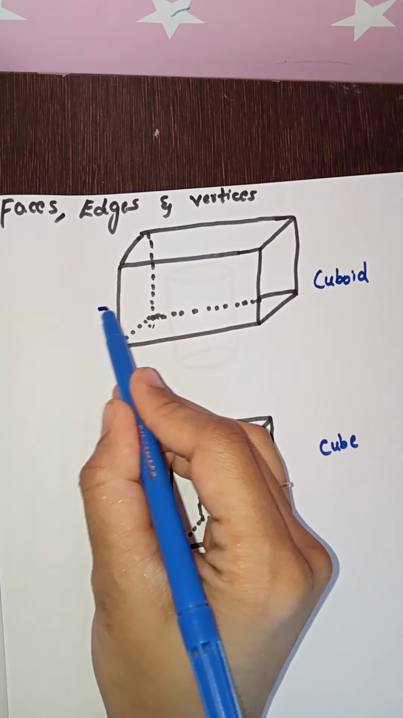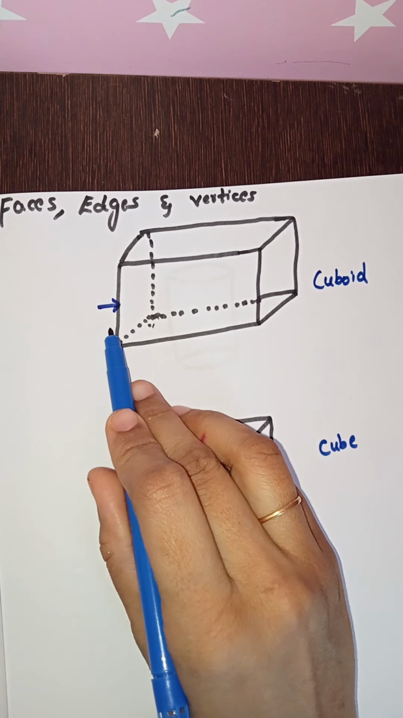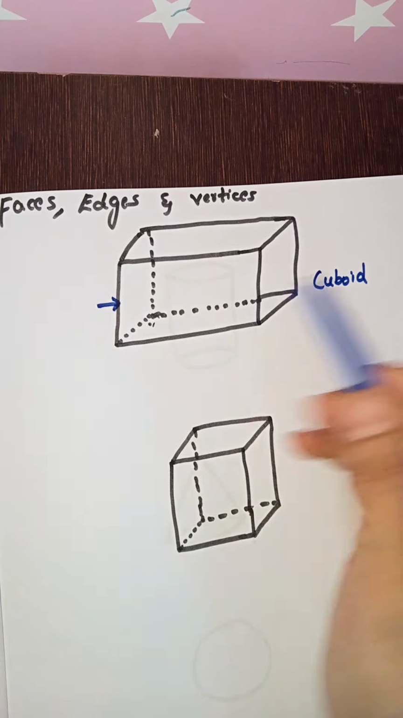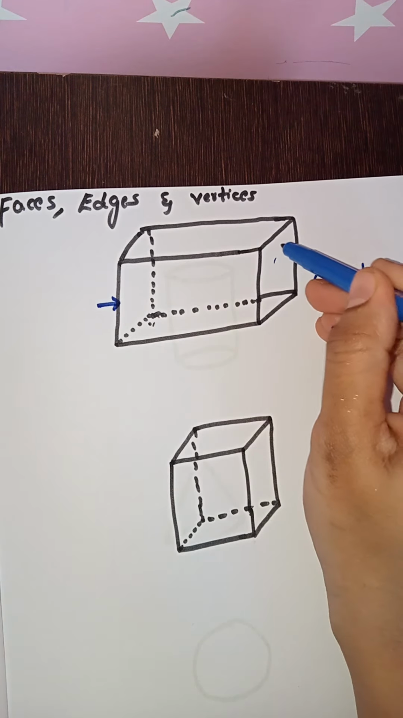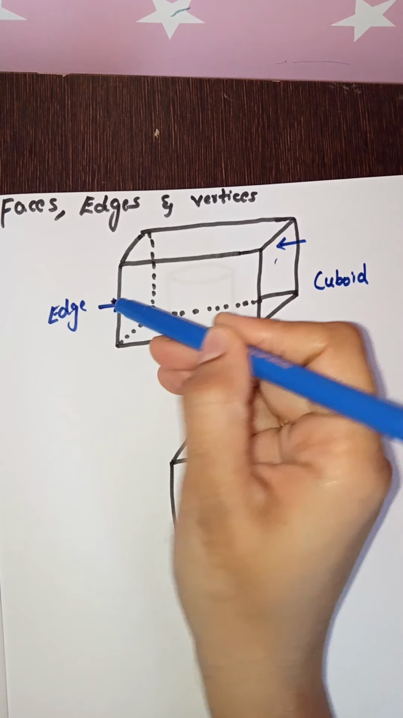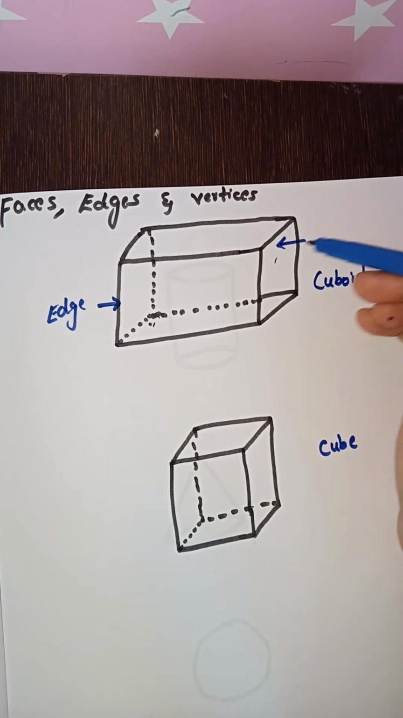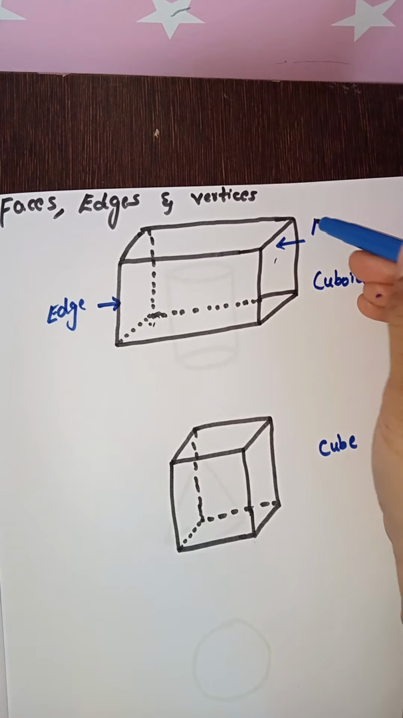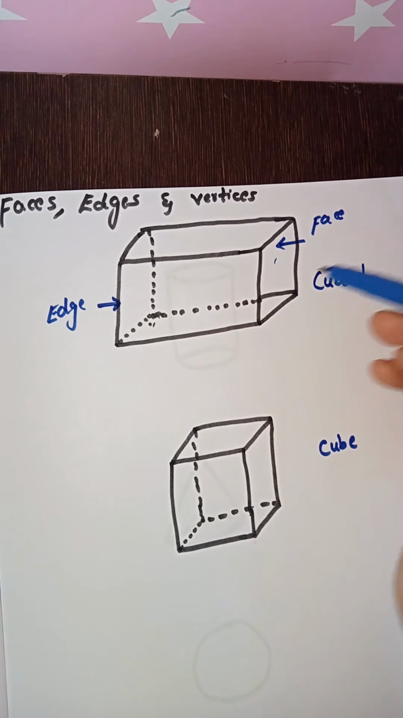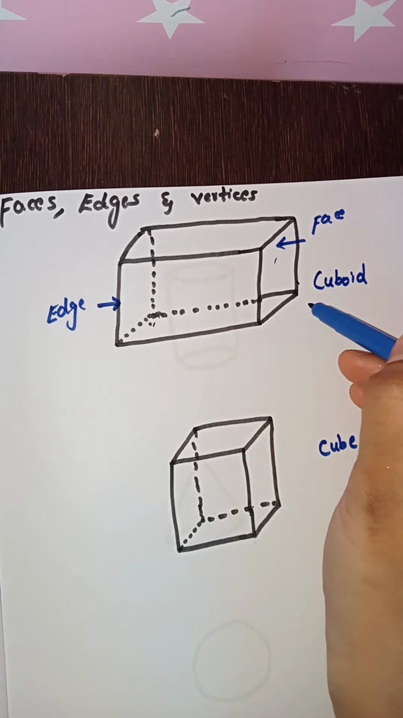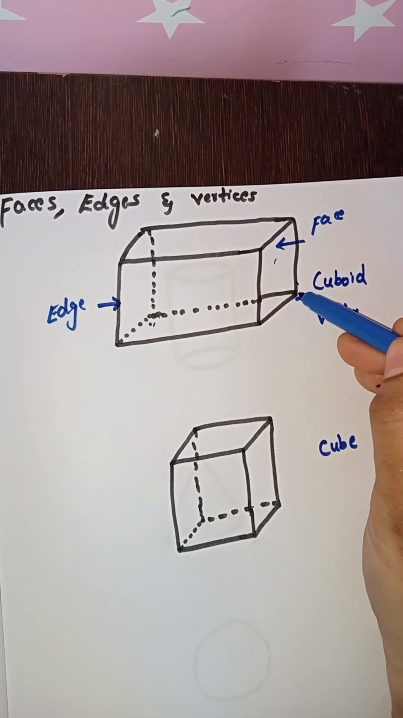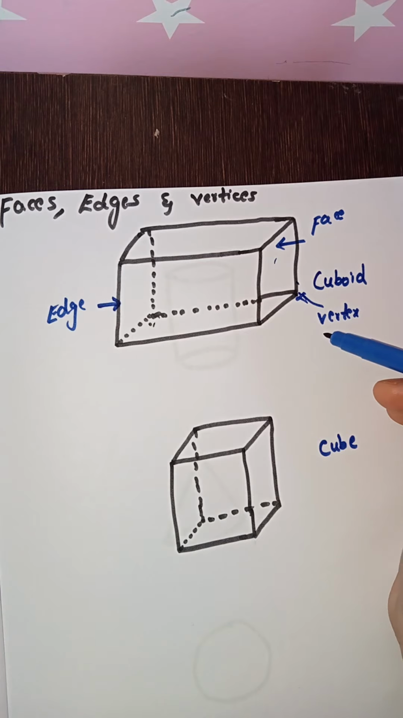This is an edge. An edge is formed when two faces meet. And this is a face. A face is a flat surface of this solid figure. And you all know this is a vertex. A vertex is a point where edges meet.